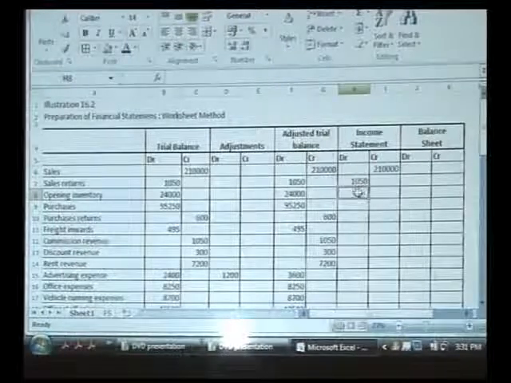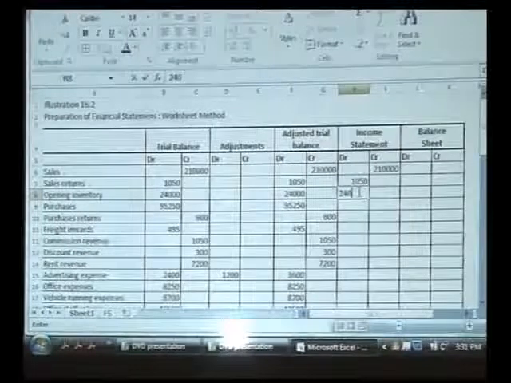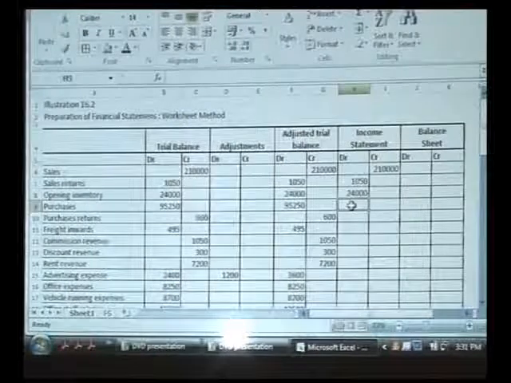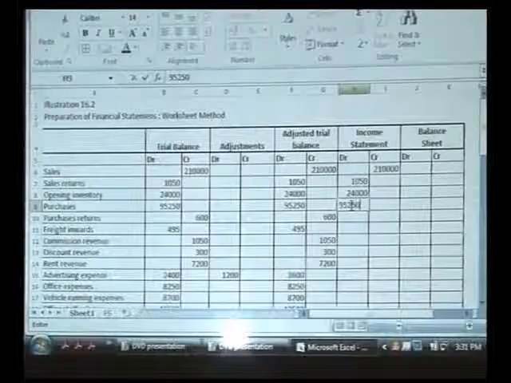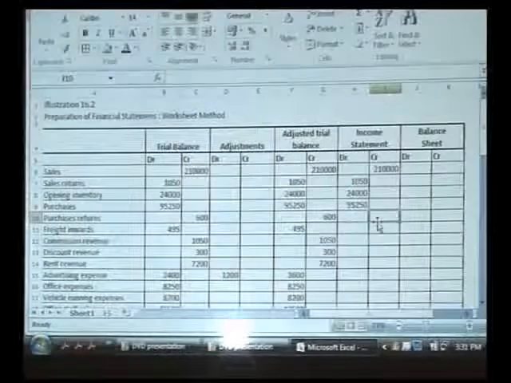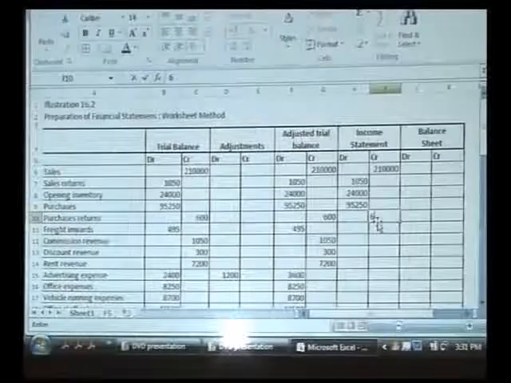Inventory, income statement debit. Purchases, income statement debit. Purchases returns, income statement credit.